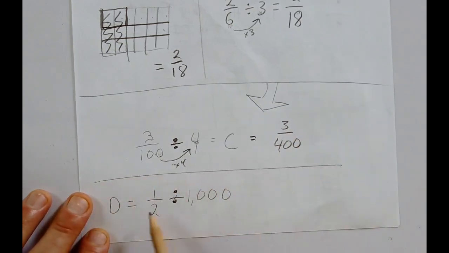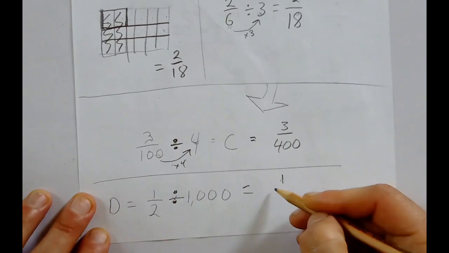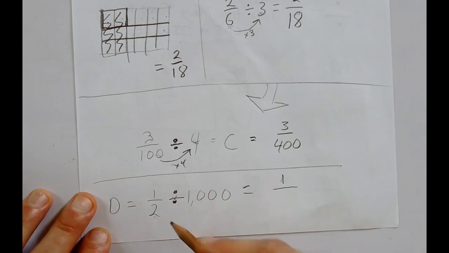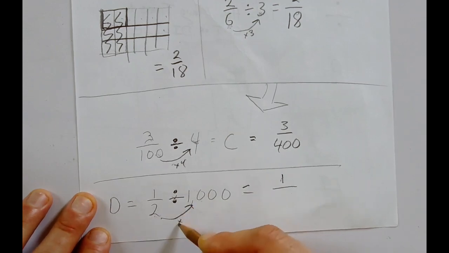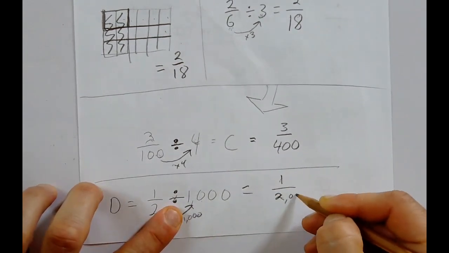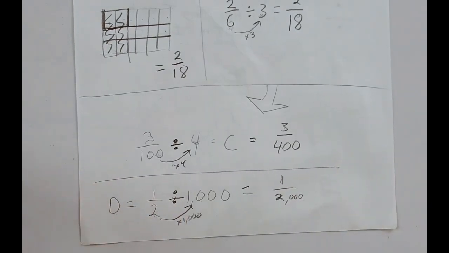Last one. D equals 1/2 divided by 1,000. Well, I'm still going to only have 1 piece. And previously the size was halves. I'm going to take each of those halves and chop it into 1,000 pieces, divide it up into 1,000 pieces, and see how many pieces I have. Well, there was 2 of them. Each one was chopped into 1,000 pieces. 2 times 1,000 gives me 2,000. So I've got 1/2,000. That is how you divide a fraction by a whole number.